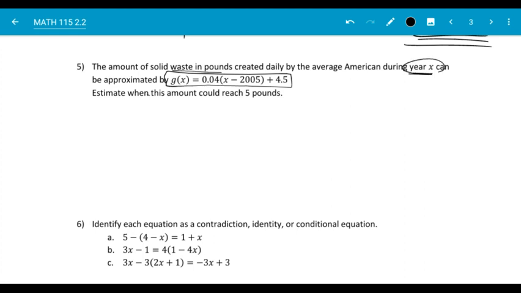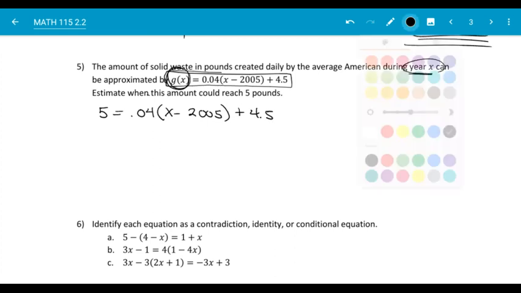So X is the year, not the amount of waste. So we don't want to be plugging in 5 for the X because we're not talking about 5 years, right? Instead, we want to plug the 5 in for the G of X. The whole thing, remember, is one quantity. That's your Y. So we're saying our Y value is 5 equals 0.04 times X minus 2005 plus 4.5.